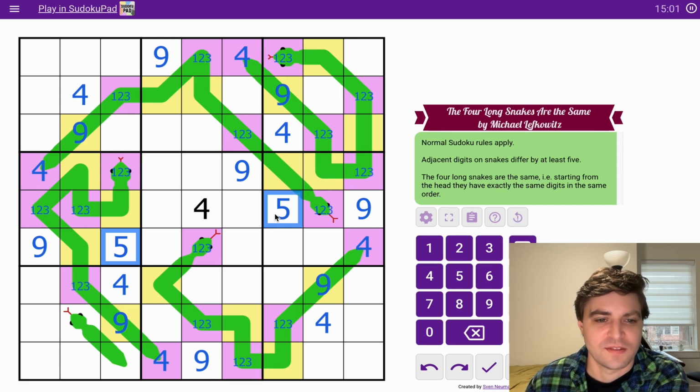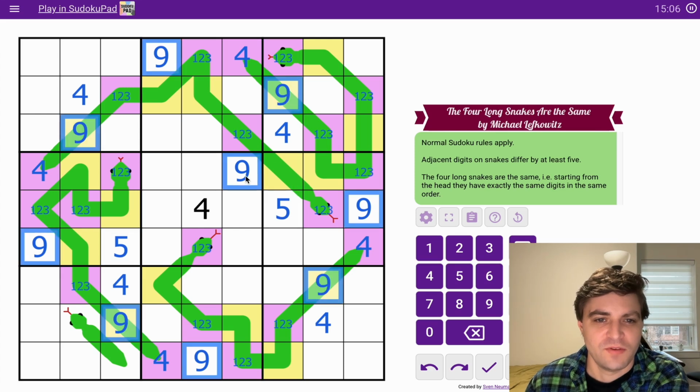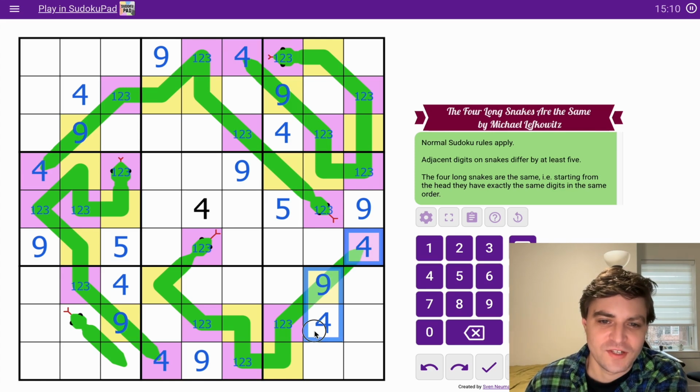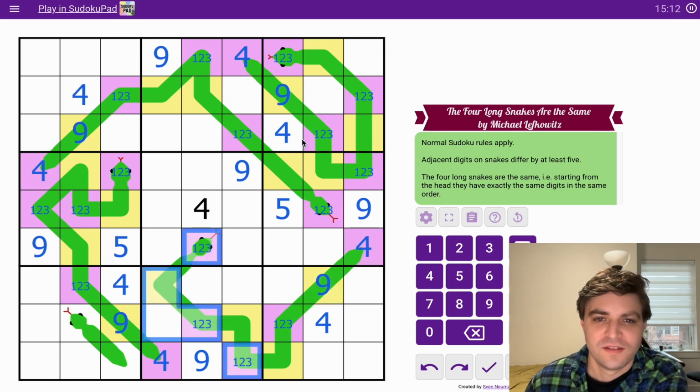But maybe we can't. Maybe we can't swing that. I don't know yet. We know where all of the 9s go. We know where all of the 4s go. We know that digits along the snake are the same for all snakes. Okay.